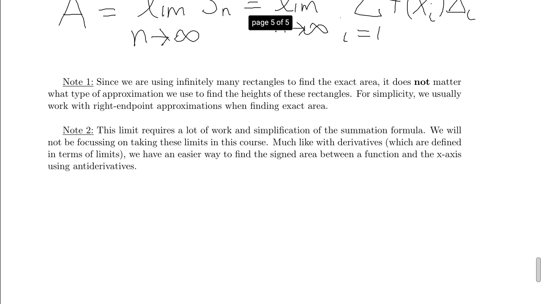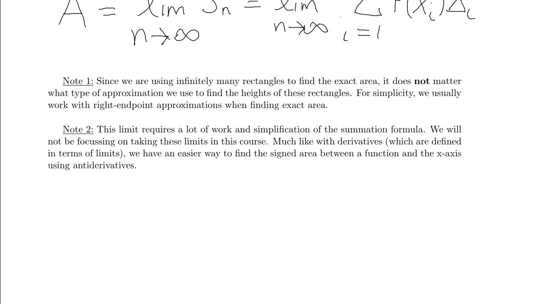So there's just two more notes to make before the end of this section. The first note is that since we are using infinitely many rectangles to find the exact area, it does not matter what type of approximation we use to find the heights of these rectangles. That means it doesn't matter if you use the left endpoint, the right endpoint, or the midpoint. It's the same difference because there's infinitely many rectangles that you're using. So the endpoints are all so close together, it doesn't matter. Now for simplicity, we're going to work with the right endpoint approximations when we find area. So when you see Riemann sums, they almost always will use the right endpoint, and it's because it doesn't matter and it's the easiest one to use.